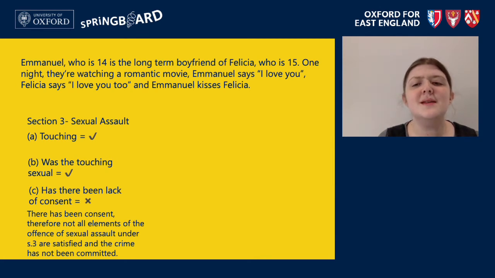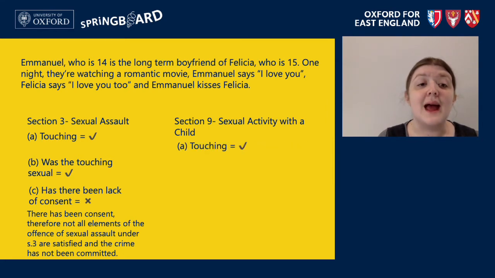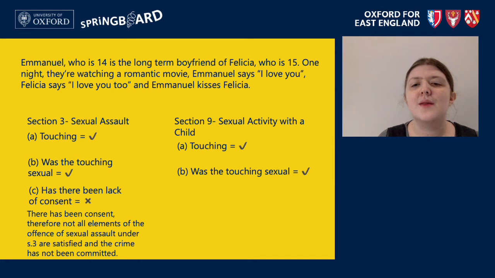But what about under Section 9? Once again, A and B have happened. The kiss was an intentional sexual touch. Think back, though, to the sentences you wrote which explain the difference between Section 3 and Section 9. Felicia is 15 and therefore under 16.